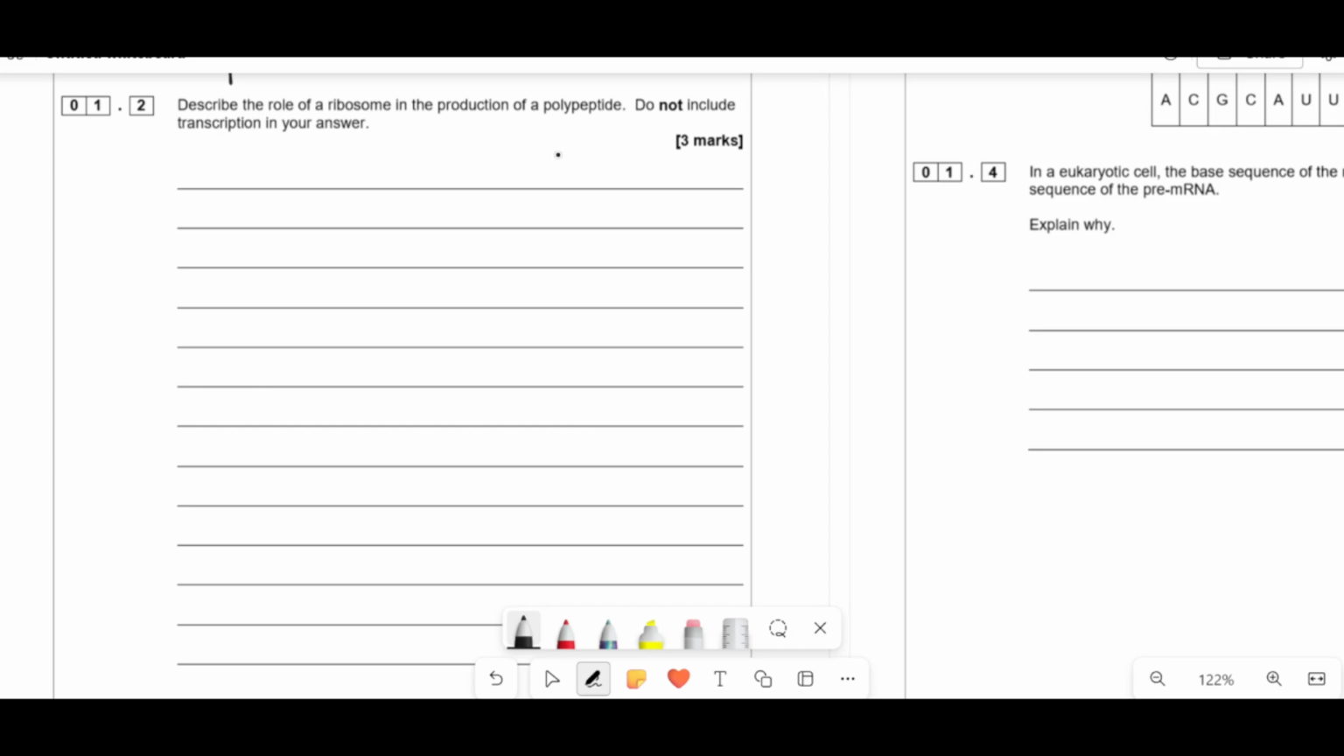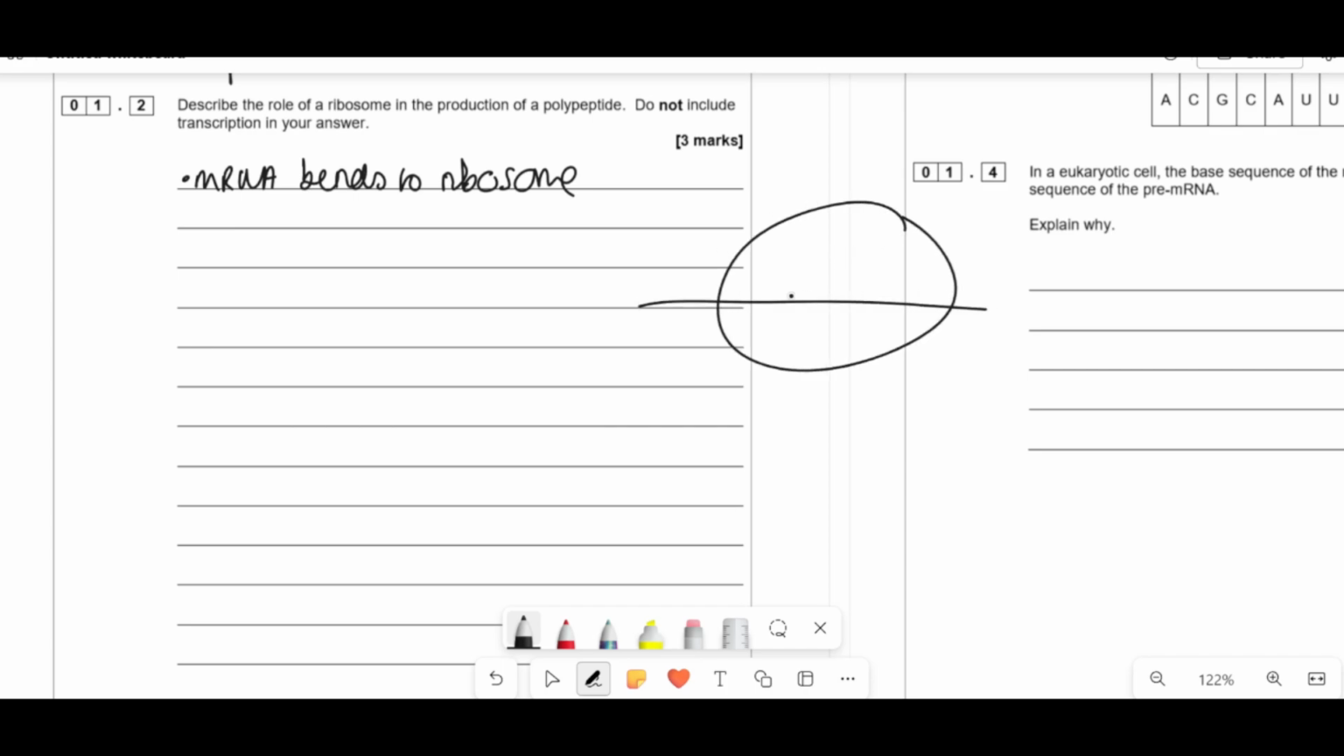Next it says, describe the role of a ribosome in the production of a polypeptide. Do not include transcription. The entire point of transcription is to make mRNA. Translation is to then go and use that mRNA to make a protein. So what happens is your mRNA binds to a ribosome, like so. So here's your ribosome, here's your mRNA. Here's it being read. What happens is you want to join amino acids together. Remember, that's the whole point of making proteins. That's the whole point of translation.